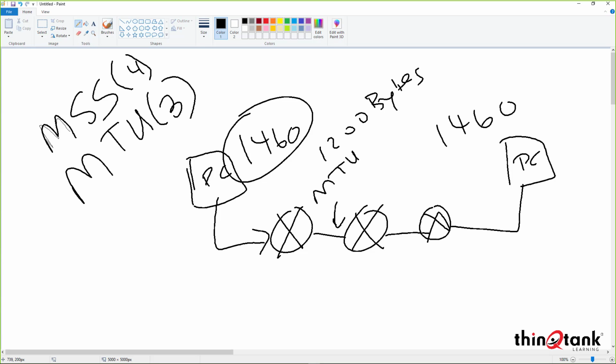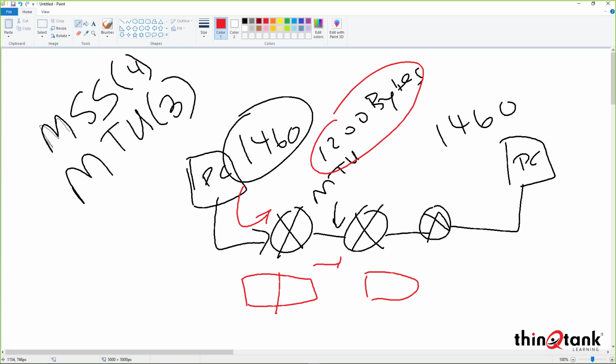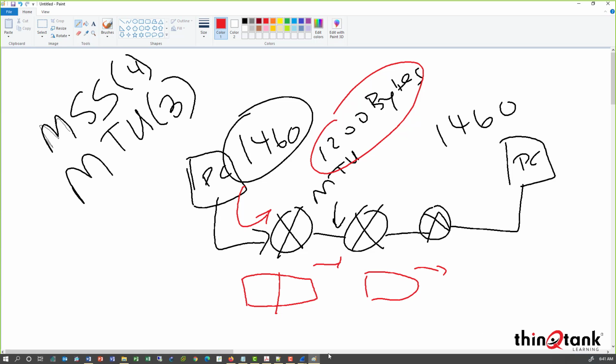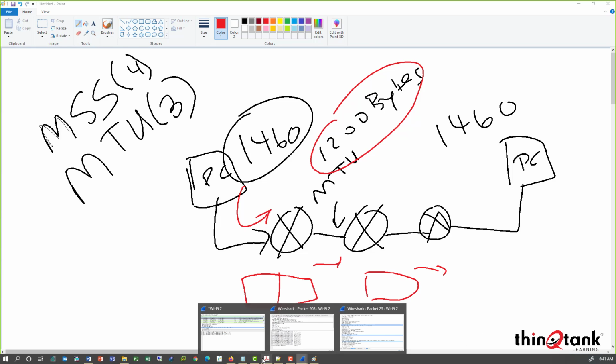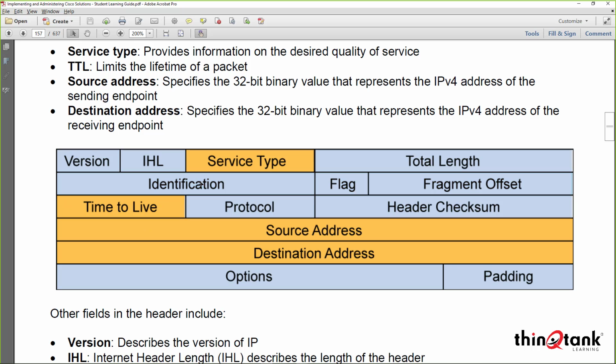So what has to happen is when this datagram reaches that router, it has to be fragmented. It has to be divided up into smaller pieces so we can meet that requirement. And then on the other side, the fragments get put back together and we send it on its way. So these three fields are used to manage that process. Identification, flag, and fragment offset.